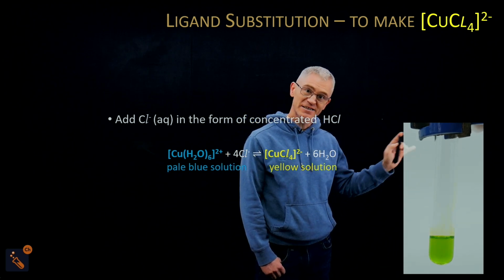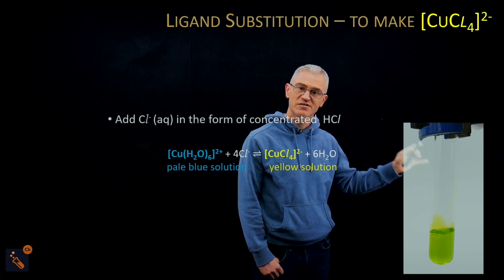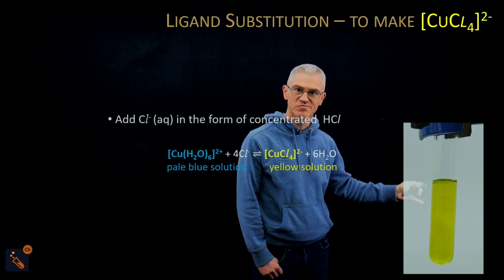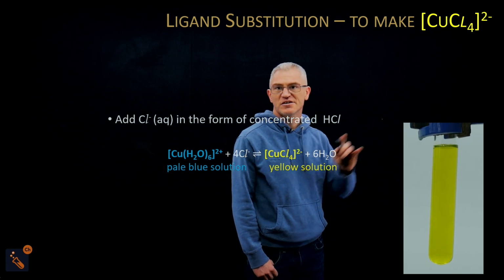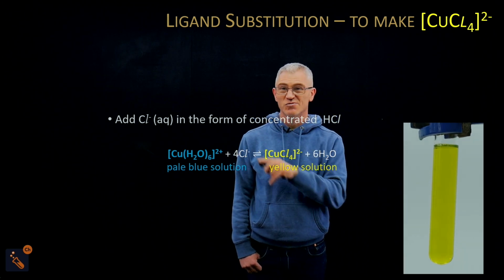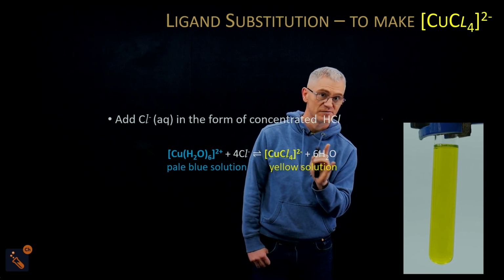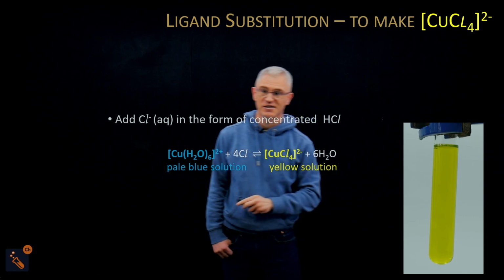But I'm keeping on adding the concentrated hydrochloric acid, and you notice it's going more and more yellow. So you could get asked the question, how can you make it go yellow? Well, you've got to add more of this, and then the equilibrium will go to the right if you've done your equilibrium. And there's your nice yellow solution.